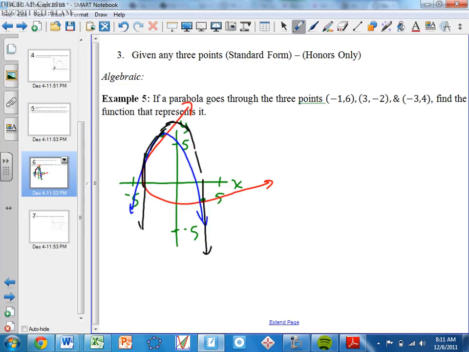The axis of symmetry, how's that going to be? Well, we don't know what the axis of symmetry is. Again, guys, all we know is this. There's 1 point, there's another point, and there's the third point. We don't know anything more than that.